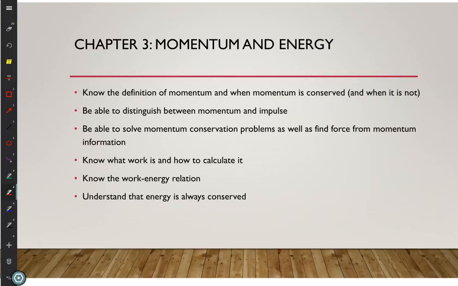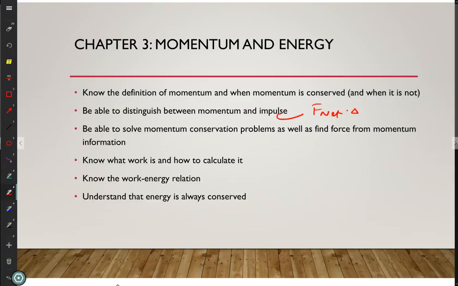Okay, chapter 3, momentum and energy. We learned about momentum, which is mass times velocity. It's a vector, it has direction. And we learned that change in momentum by Newton's law is equal to the net force multiplied by change in time. We called that net force multiplied by change in time impulse. So impulse was F net multiplied by change in time. Momentum is mass times velocity.